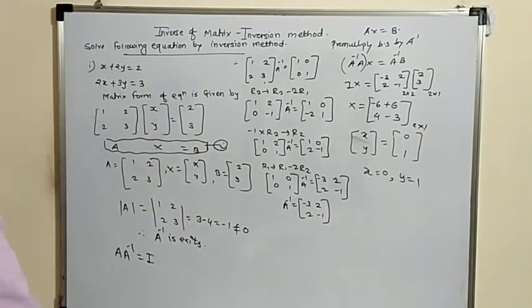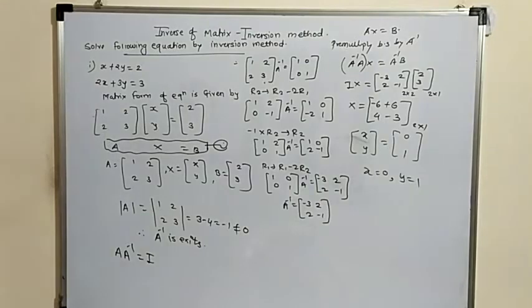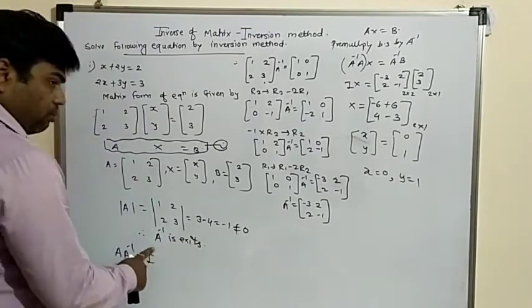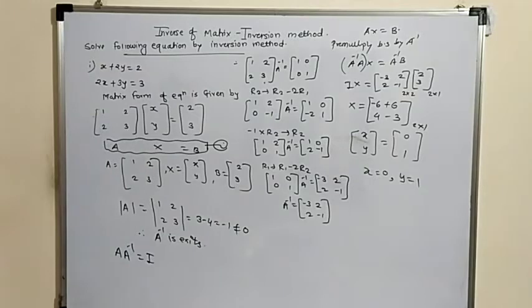A very important step: before we find the inverse, we have to find the determinant of that matrix. The determinant should not be equal to 0. Only if the value of the determinant is not 0 does the inverse exist. Here the value is minus 1, it is not equal to 0. Therefore, A inverse exists. If the value is 0, then the inverse never exists. Okay. Next.